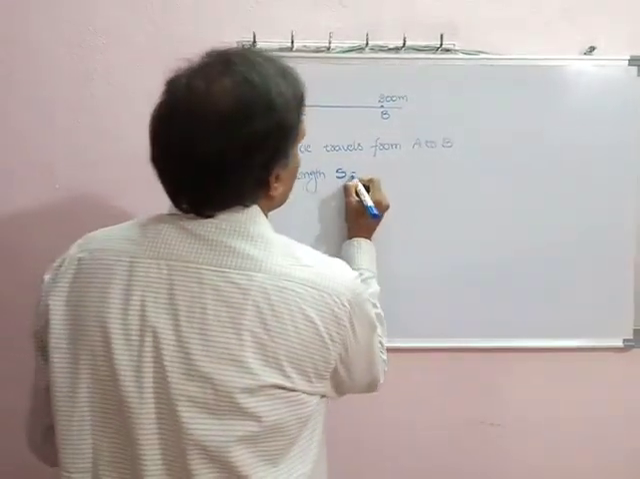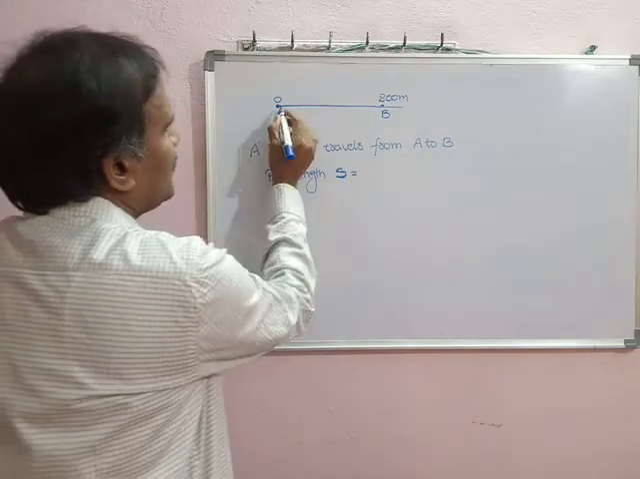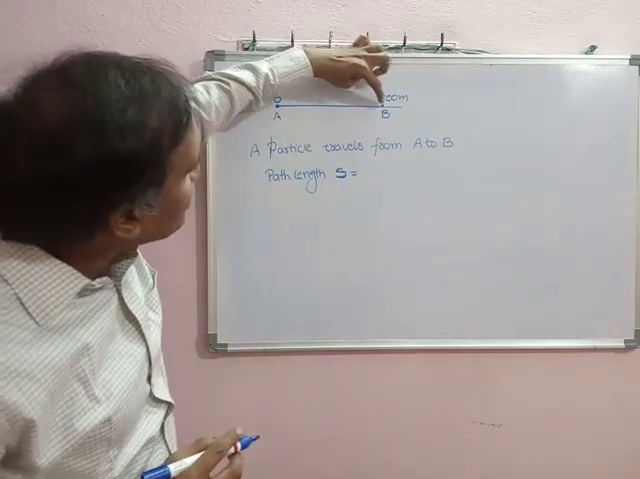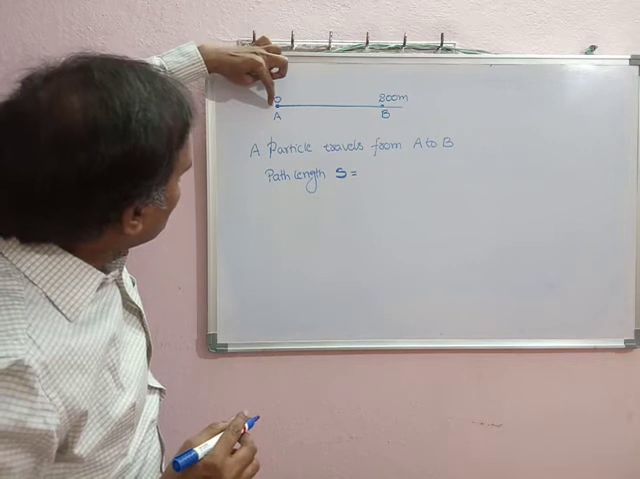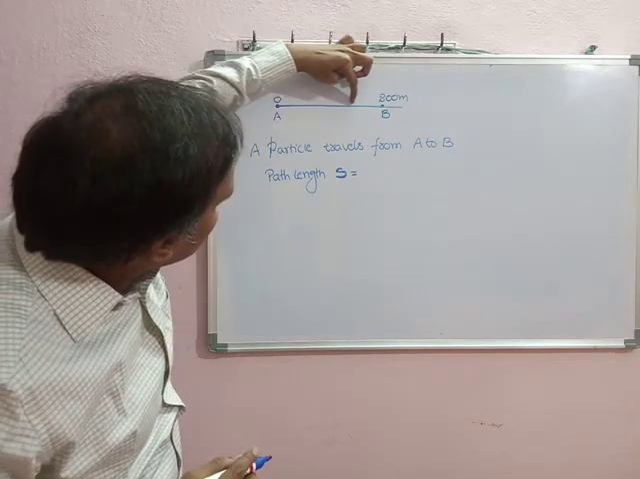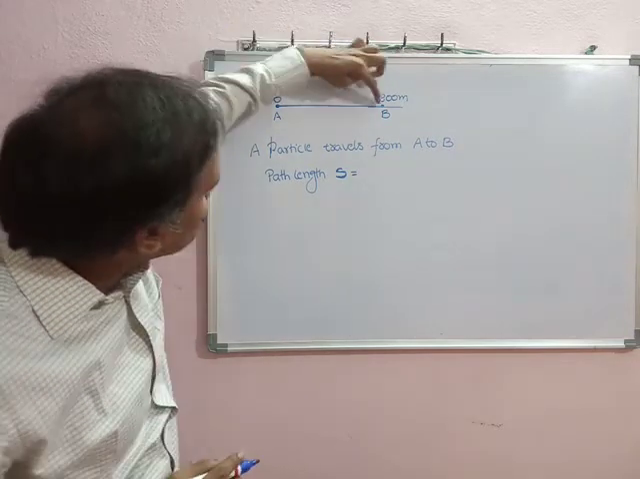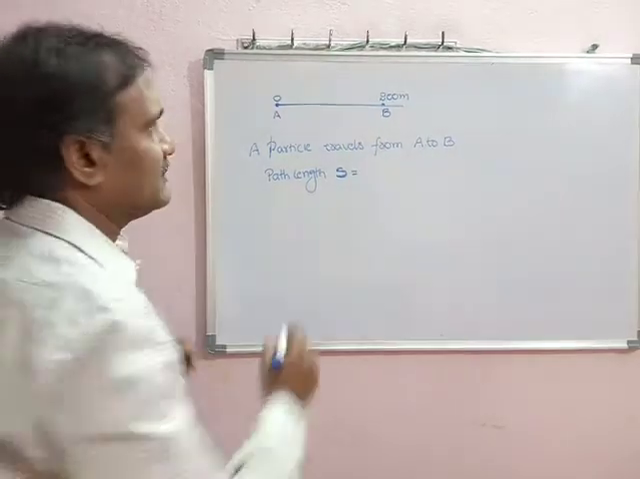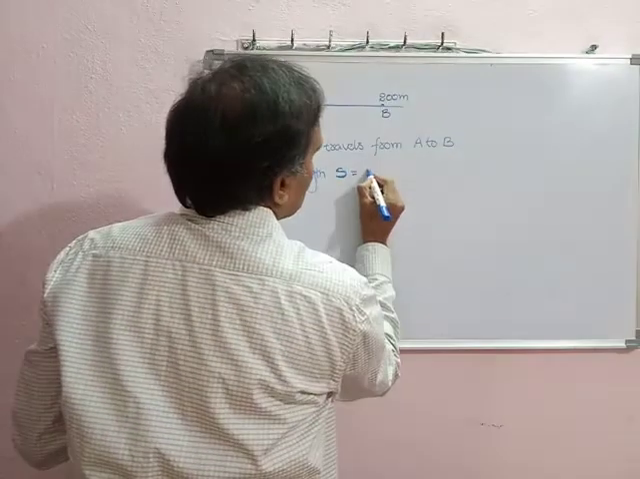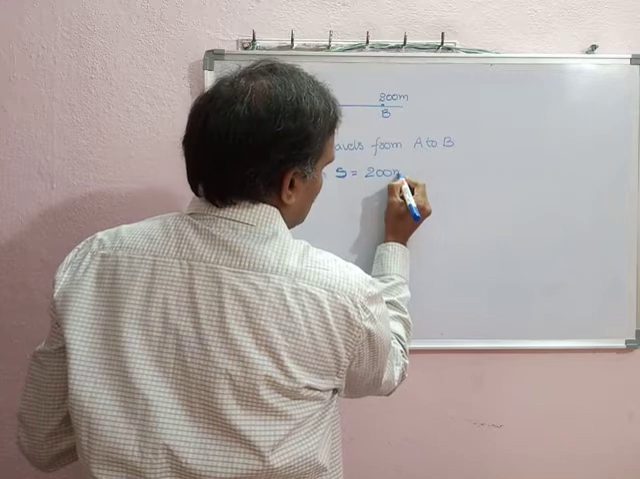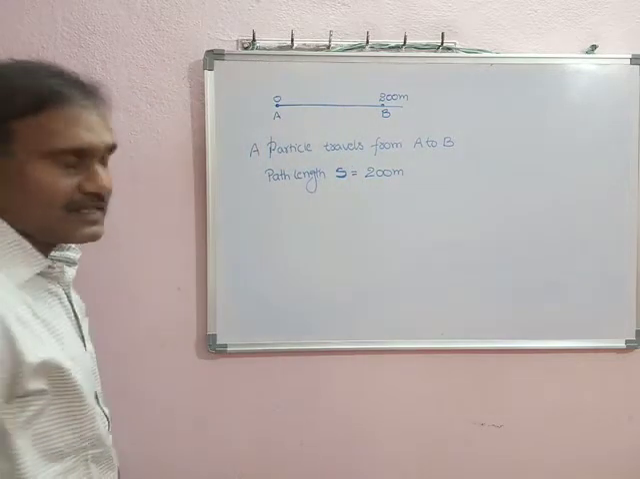Now this S is equal to how much? The actual length of the path traveled by the particle. What is the actual length of the path traveled by the particle while it is moving from A to B? 200 meters, the length of the road.